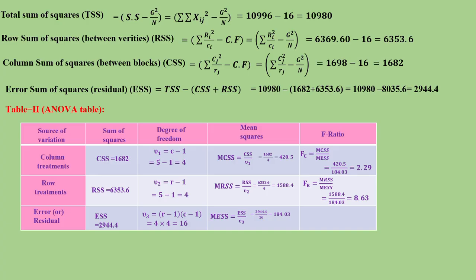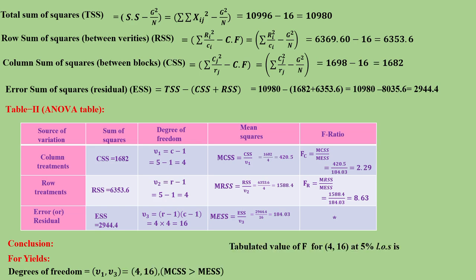Then we have to do the conclusion. For yields, degrees of freedom V1, V3: 4, 16. The tabulated value at 5% level, degrees of freedom 4, 16, FT is equal to 3.01. Comparing FT and FC: FC, the calculated value for column treatment, 2.29, is less than the tabulated value 3.01. Therefore H0 is accepted.